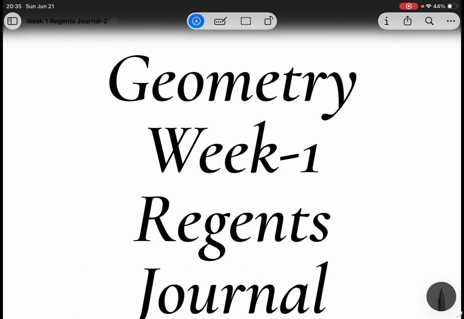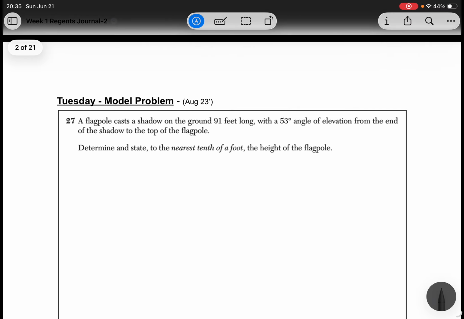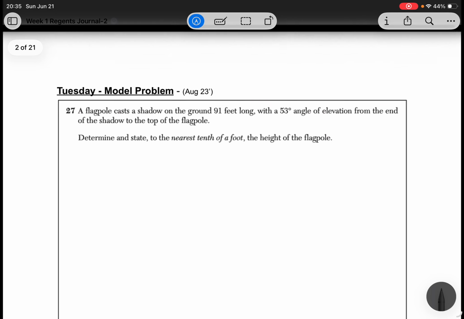Hi everyone. So if you're here, you're probably having a Geometry Regents on Tuesday, June 23rd at about 1:15 p.m. or 1:45. I can't remember off the top of my head. So I'm going to go over a few documents that I have given my own students in geometry class to help prepare them for their Regents test.